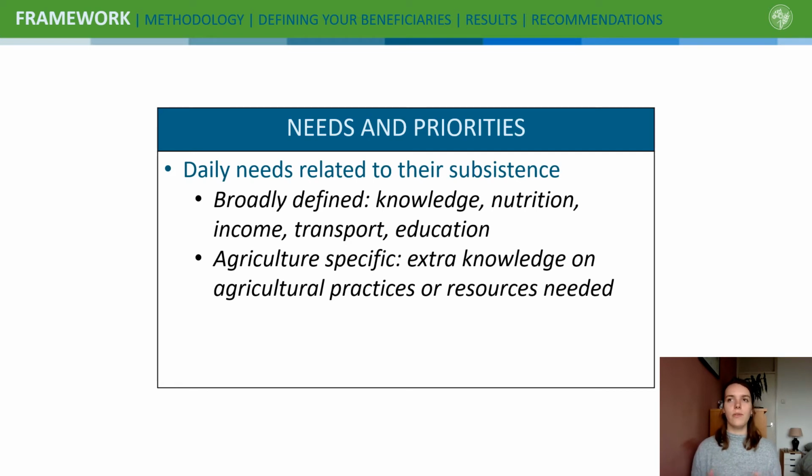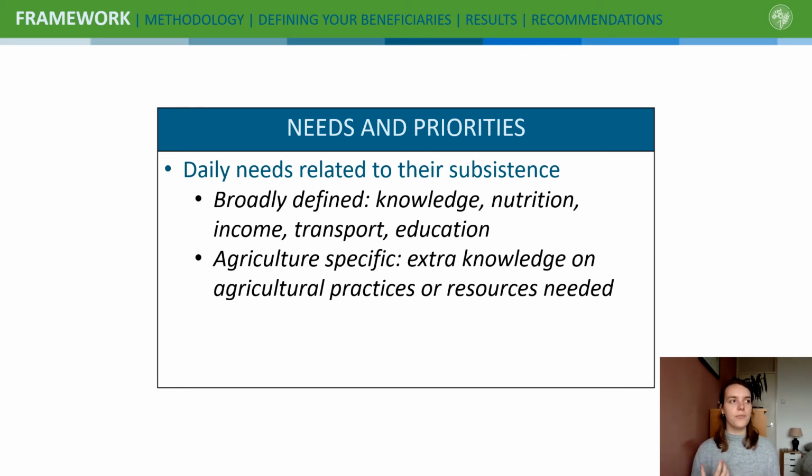Once we've defined the access to resources and the roles and responsibilities, we can ask the question to a farmer of what is it that you additionally need? So it's about daily needs related to a farmer's subsistence. Broadly, we could define this as needs in knowledge, needs in nutrition, but also needs in education or transport, the topics that are already addressed in the 2 domains before. But it could also be more agricultural specific.